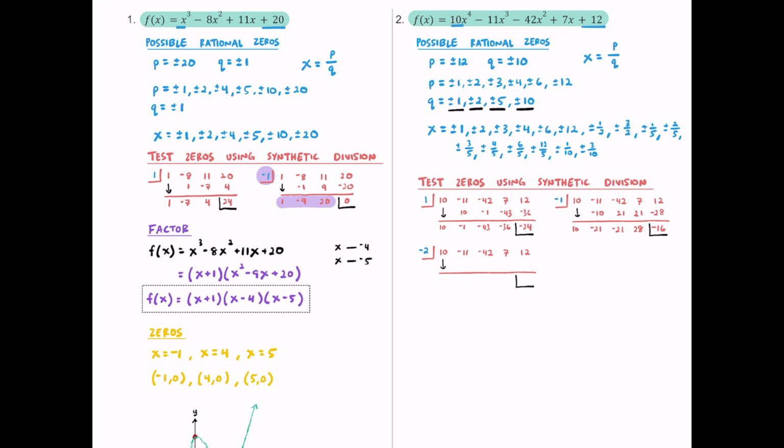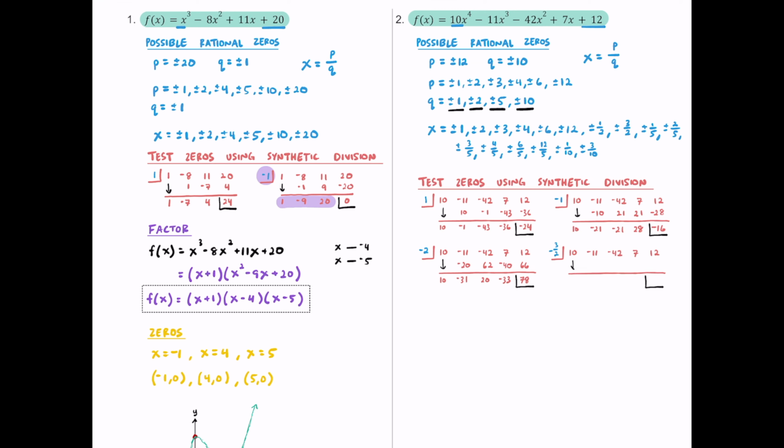So this 10 is going to come straight down. Negative 2 times 10 is negative 20. Negative 11 plus negative 20 is negative 31. Negative 2 times negative 31 is positive 62. Negative 42 plus 62 is positive 20. Negative 2 times 20 is negative 40. 7 minus 40 is negative 33. Let's see, negative 2 times negative 33 is positive 66. And then 12 plus 66 is 78, so that did not work at all.